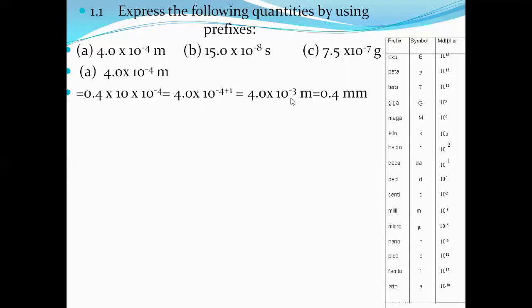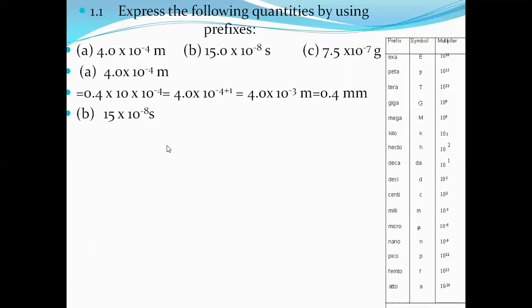And what is 10 to the power minus 3? It is written as milli. So instead of writing down 10 to the power minus 3, we can write it down as milli. So what we have seen is that whatever the value which is closer to 10 to the power minus 4, we have to put those values over here. So minus 3 was closer to minus 4 than any other quantity which is present in the prefix table.